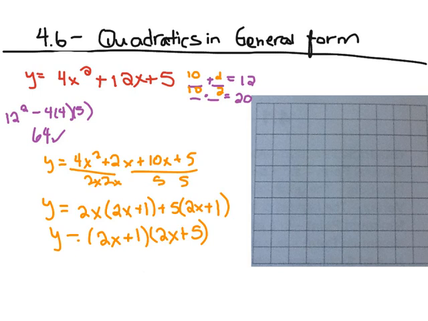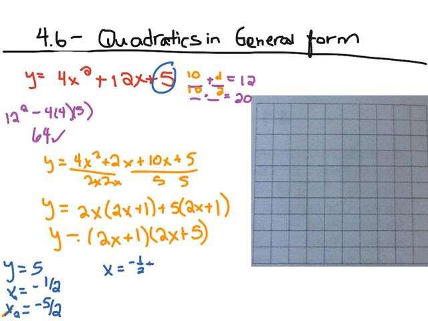Our y-intercept is 5 from this. Our x-intercepts are negative 1 over 2 and also negative 5 over 2. So to find our vertex, x equals negative 1 over 2 plus negative 5 over 2 divided by 2, and you should get negative 1.5. So our x value in our vertex is negative 1.5.